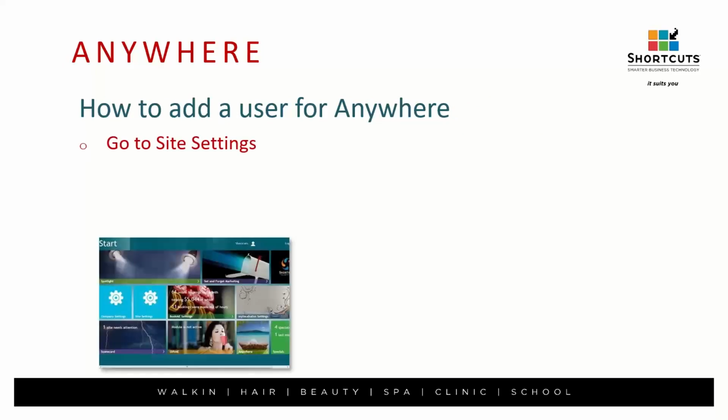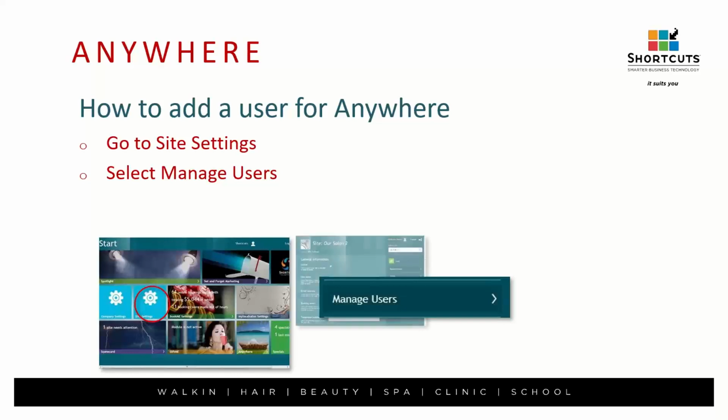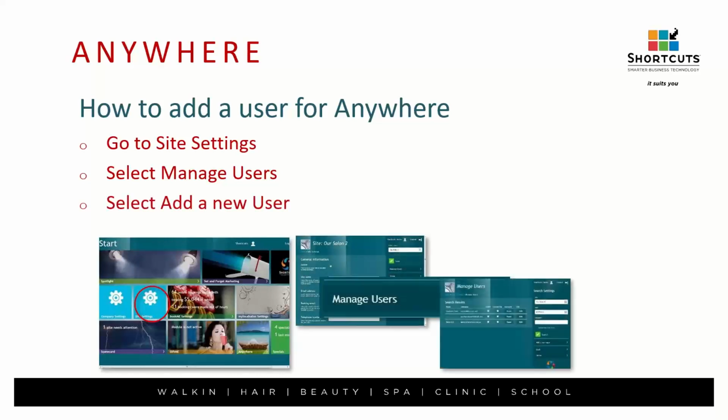So if you wanted to add somebody into Anywhere, now you as an administrator or you as a manager that's sitting in on this presentation, you probably already know your own username and password. But if you wanted to give your staff access to look at their appointments, you're going to log into the console and go into Site Settings. And once you're in Site Settings, on the right side, there's a tab that says Manage Users. So when you press Manage Users, you're going to choose the button that says Add a New User. So those are the first three steps.